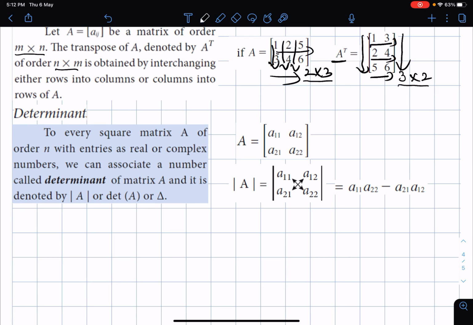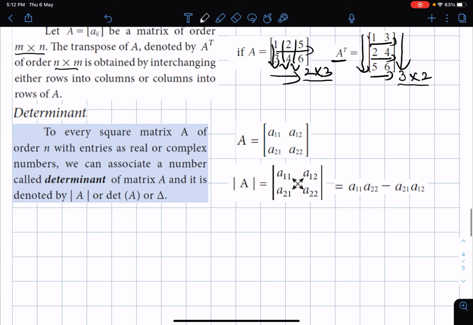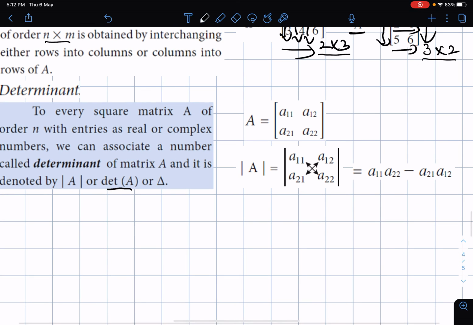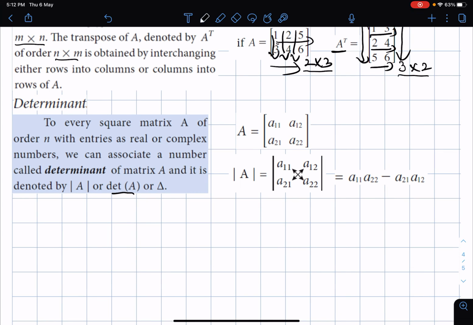Next we are going to go to determinants. This is the starting of the portion for the 11th syllabus. Determinant. What is a determinant? To every square matrix A of order n with entries as real or complex numbers, we can associate a number called the determinant of matrix A, and it is denoted by determinant A. We have put 2 bars, but here it is not modulus. It is read as determinant A or del. You can put the triangle symbol.